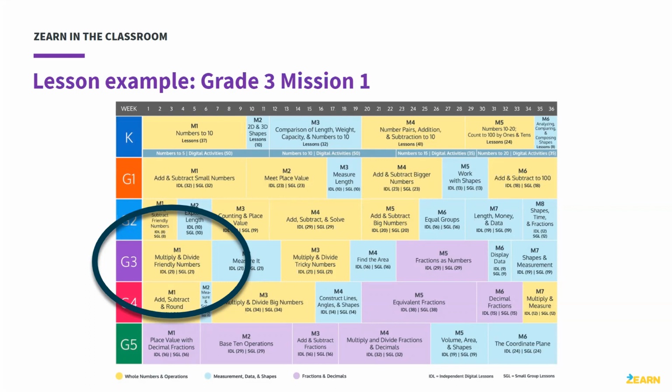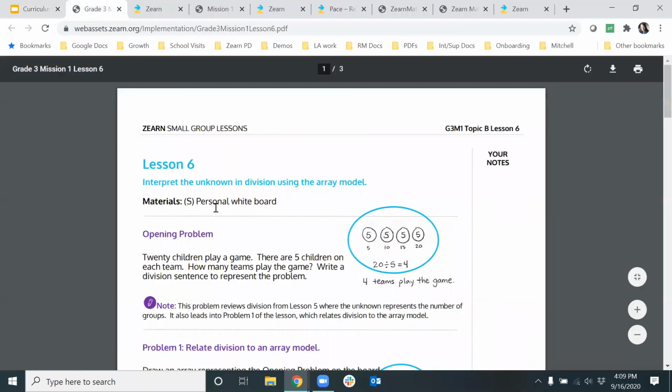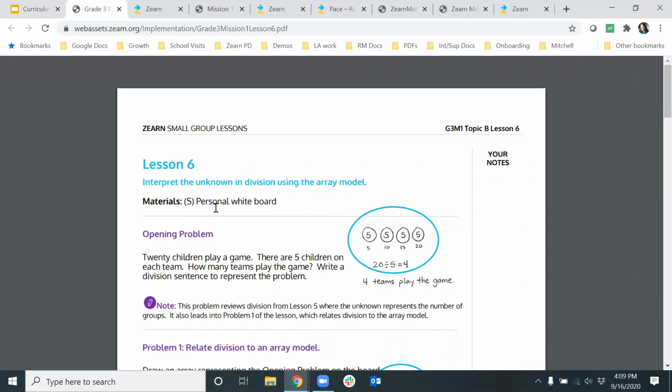So we're going to take a look at lesson 6 from this mission, which is focused on supporting students to use an array model to solve division problems. So we're going to dig into the heart of this lesson, the concept development, but keep in mind that each day's lesson materials also include an opening fluency activity and an application problem for students to grapple with. So here's the hands-on teacher-led lesson plan.